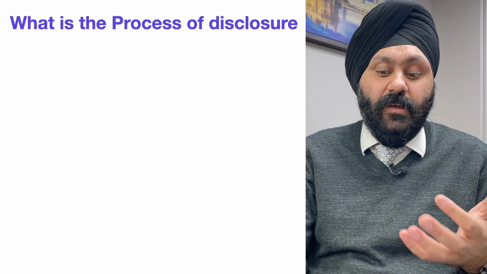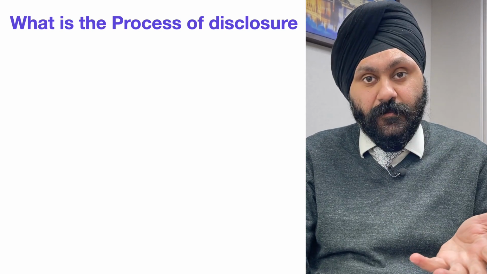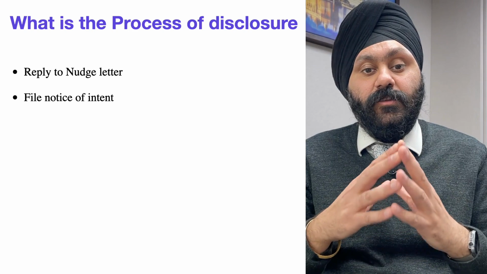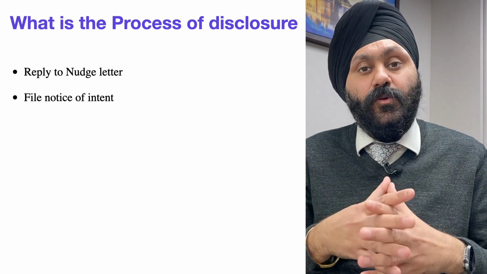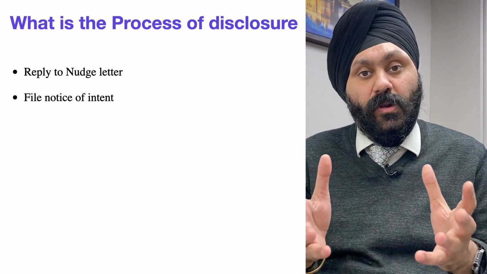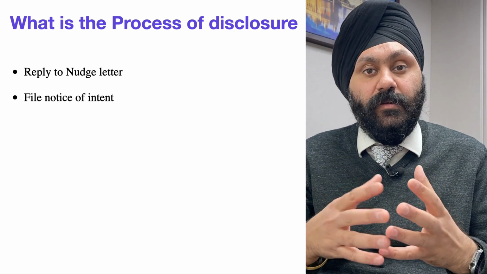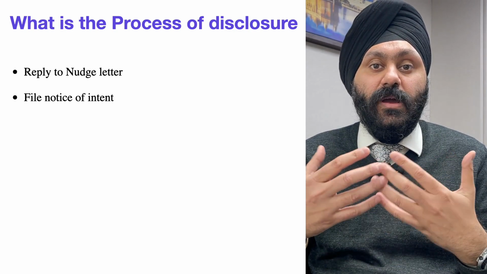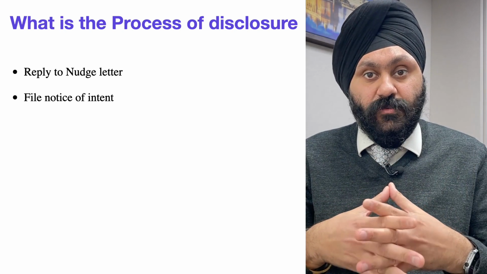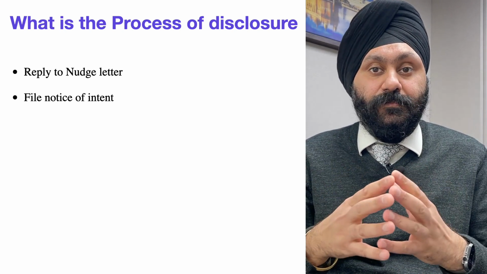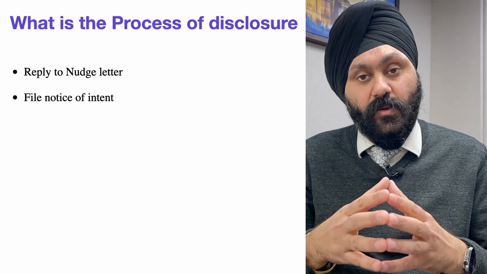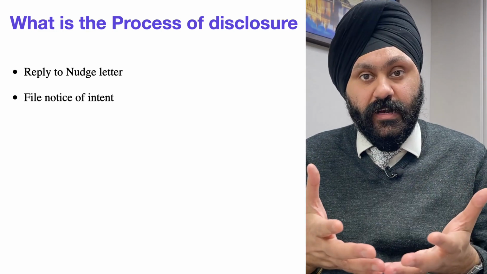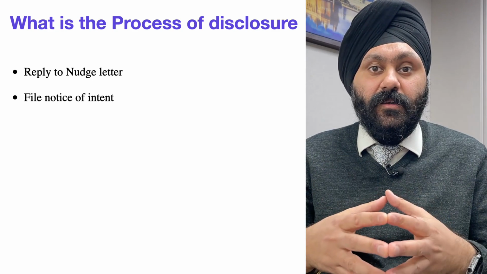So first, if you have received a nudge letter, then you have to reply to the nudge letter, and then you have to file a notice of intent. Notice of intent is an application form online on the HMRC website where you register yourself and notify HMRC that you want to come forward and declare the information. If you want to start voluntarily or unprompted, then the first step will be the notice of intent. You file the notice of intent and then you start declaring the information.